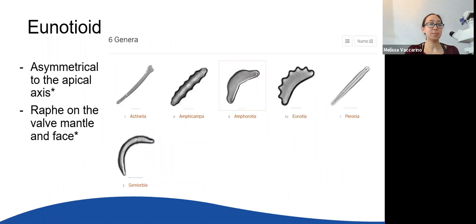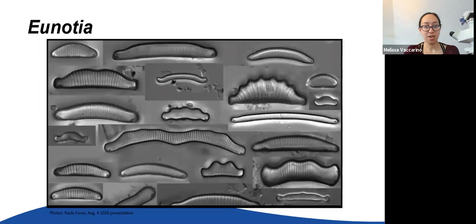In the Eunotiids, they're usually asymmetrical to the apical axis. And as we saw before, Actinella is completely asymmetrical. And they have the raphe again on the valve mantle and face usually. In this case, not. But we had a speaker previously, Paula Furey, and Mark, if you're both there, we have her presentation on Eunotia, much more knowledgeable than me about Eunotia.